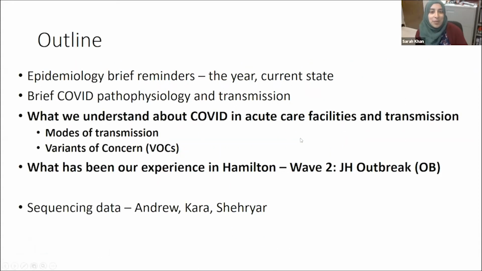Briefly, we'll start off with just some epidemiology reminders, which I think most people are familiar with at this point, a year into this, as well as our current state. And then I'll shift gears, speak briefly again about COVID pathophysiology and transmission, so that then we can move into a discussion around outbreaks and what we understand around mechanisms or modes of transmission, the concerns around variants of concern, and then shift gears and speak about the Wave 2 JH outbreak experience through the month of December.